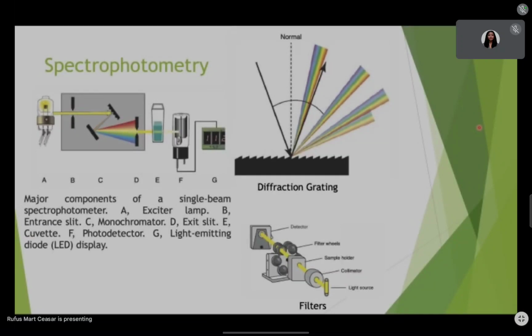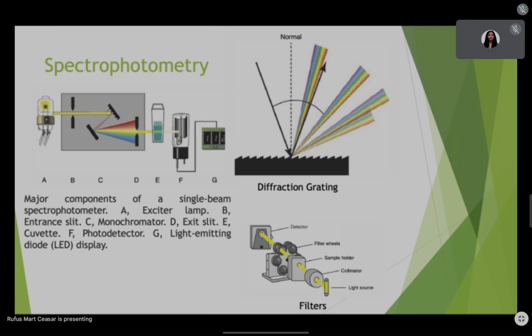The spectral purity of the filter or the monochromator is described in terms of its spectral bandwidth, which is described as the width in nanometers of the spectral transmittance curve at a point equal to one half of the peak transmittance. Okay?